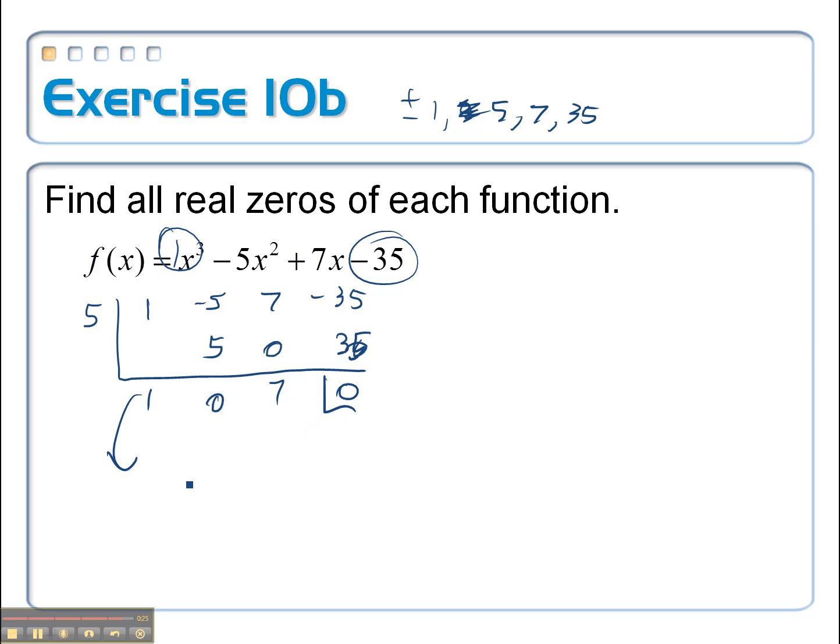So what we have here is x squared plus 7 equals 0. So I can just solve this by subtracting the 7 over and taking the square root, plus or minus the square root of, well, that should be negative, negative 7, which is plus or minus i square root 7.